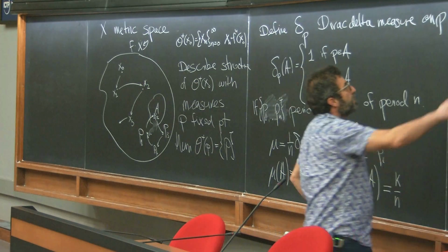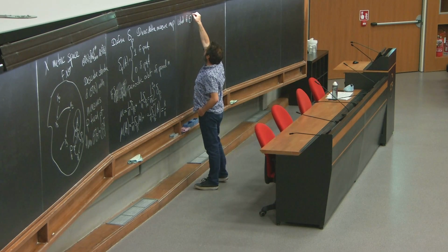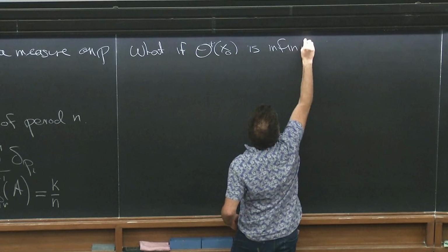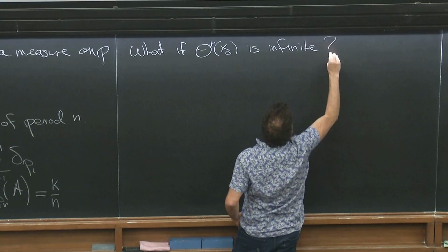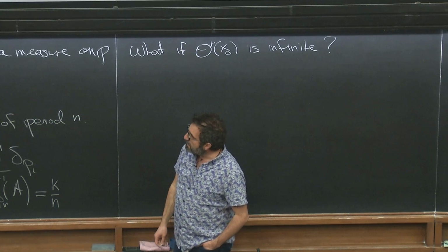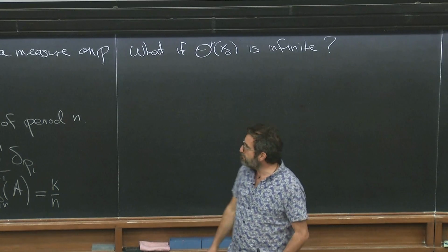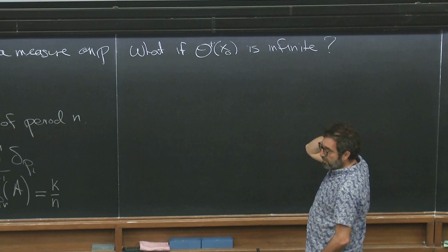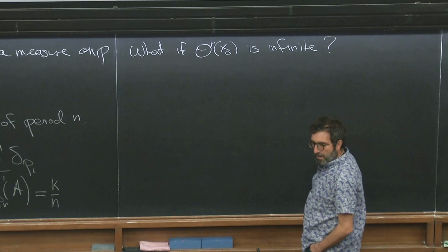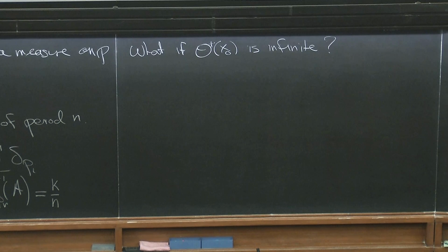So what if the orbit of x0 is infinite? How do we describe it? Can we describe it using a probability measure? What do you think? Average weakly converges to some measure. These averages of Dirac measures.